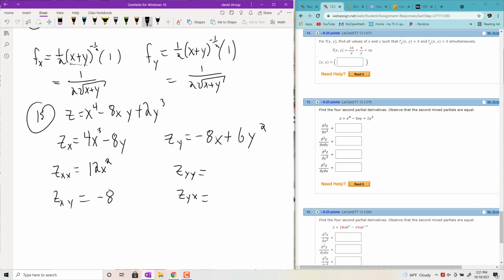Z with respect to y is going to be, so the -8x is 0, and then it's just 12. Take that in there, 12y. And then the zyx is going to be -8 again, which it should be. Those should be the same.